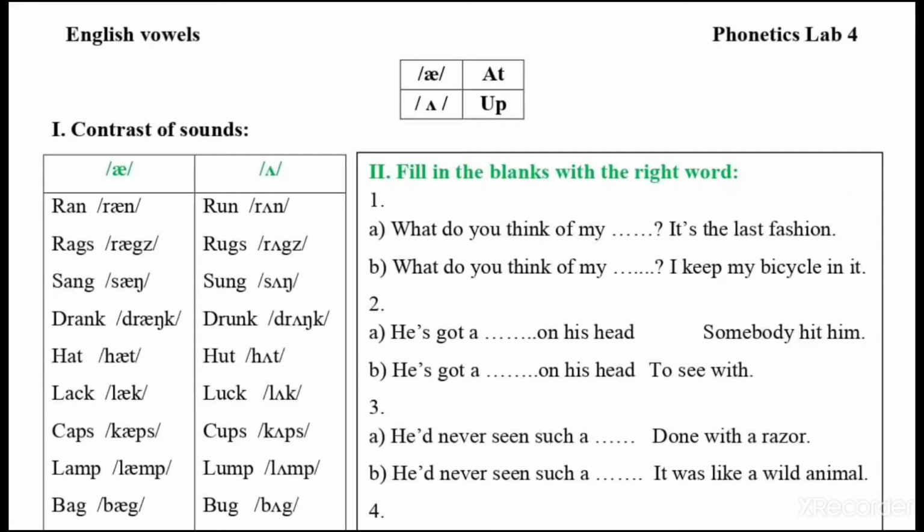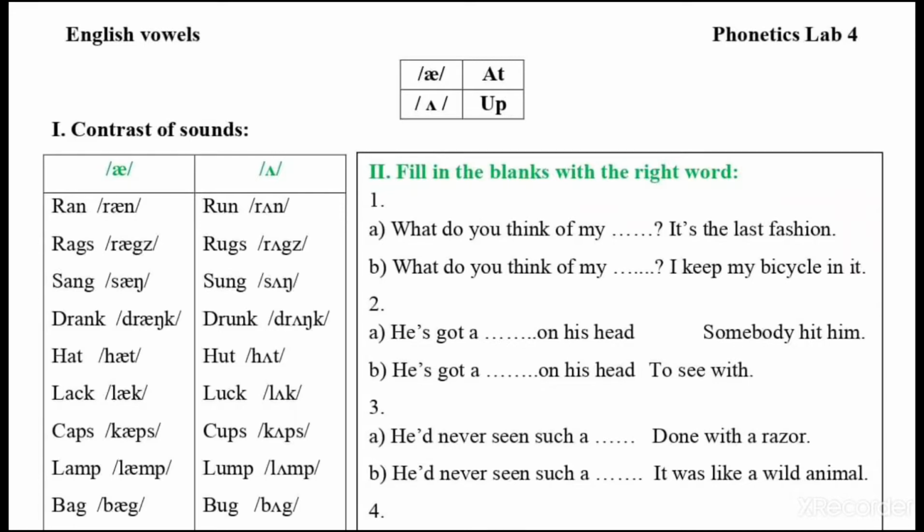Hello everyone, this is a recording for your lesson in phonetics about English vowels, namely the vowel as in "at" and the vowel as in "up". For the first vowel, you should stretch your lips and make a smile so that you can produce this vowel. However, the second vowel is a relaxed vowel.